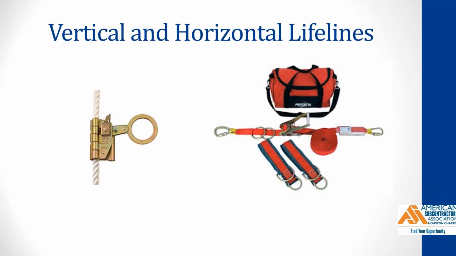Vertical and horizontal lifelines must have a minimum breaking strength of 5,000 pounds and be protected against the line being cut or abraded. Each employee must be attached to a separate vertical lifeline. Horizontal lifeline systems are designed, installed, and used under the supervision of a qualified person and as part of a complete personal fall arrest system which maintains a safety factor of at least 10.